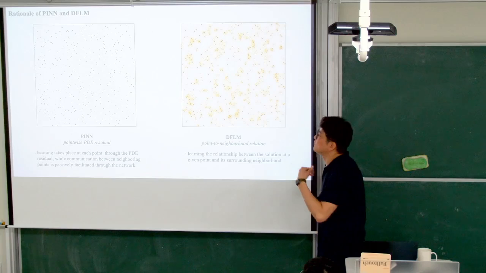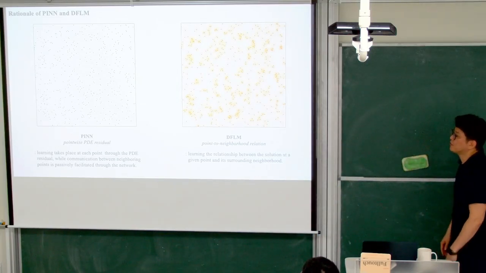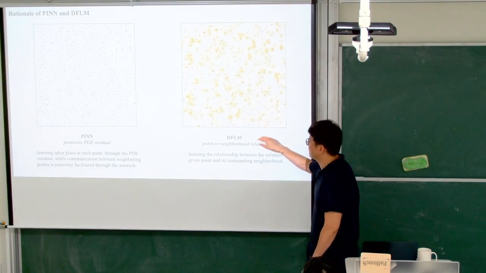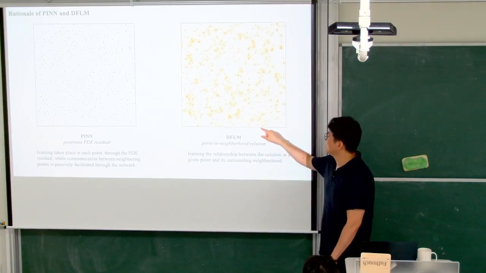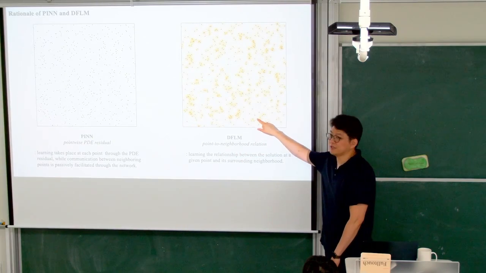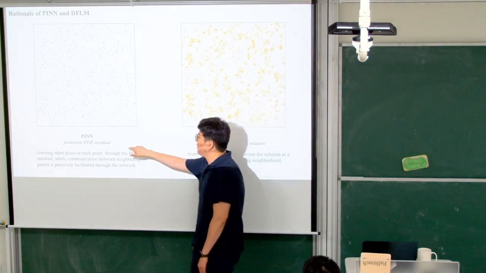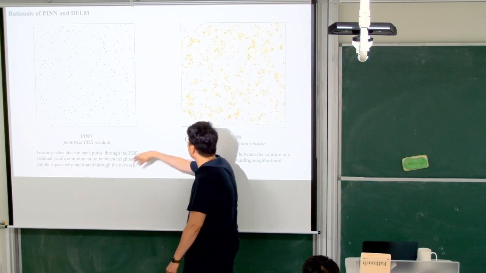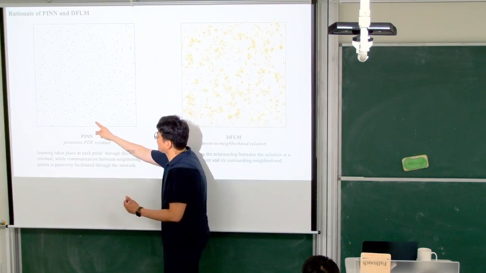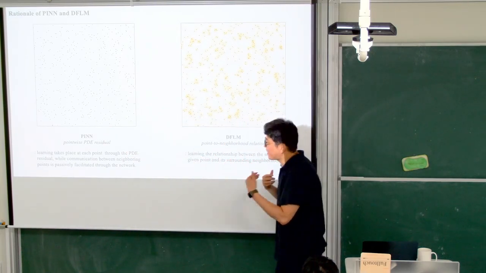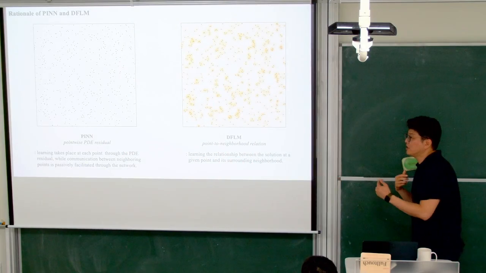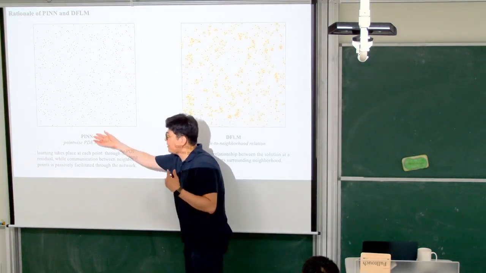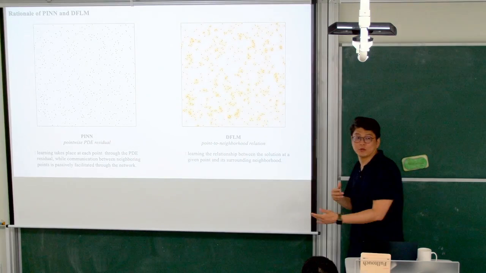Before we move on to the multi-scale problem, I will recall some rationale of the PINN and our method. Our method focuses on point-to-neighbor relations, how one point is related to another. But the PINN only focuses on the PDE relation, and learns the relation between neighbors not directly, but indirectly through the neural network. In this sense, the PINN is very dependent on the neural network.